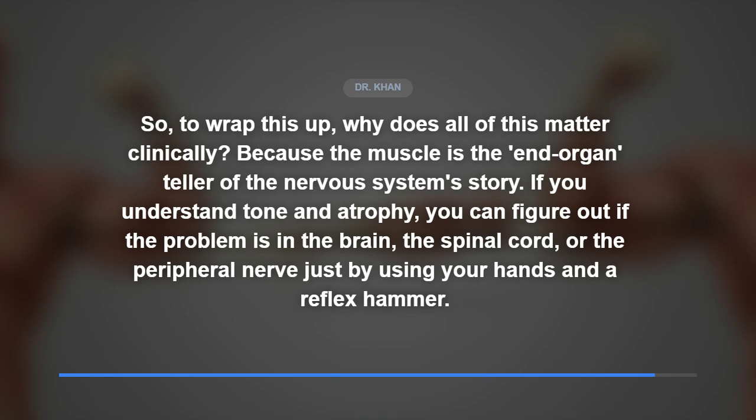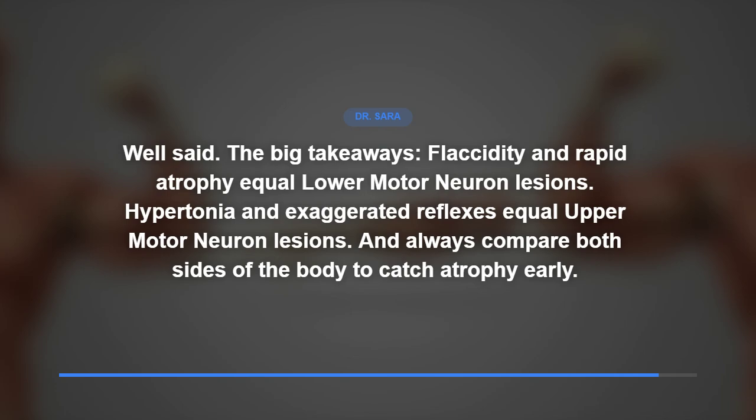Well said. The big takeaways: flaccidity and rapid atrophy equal lower motor neuron lesions. Hypertonia and exaggerated reflexes equal upper motor neuron lesions. And always compare both sides of the body to catch atrophy early.